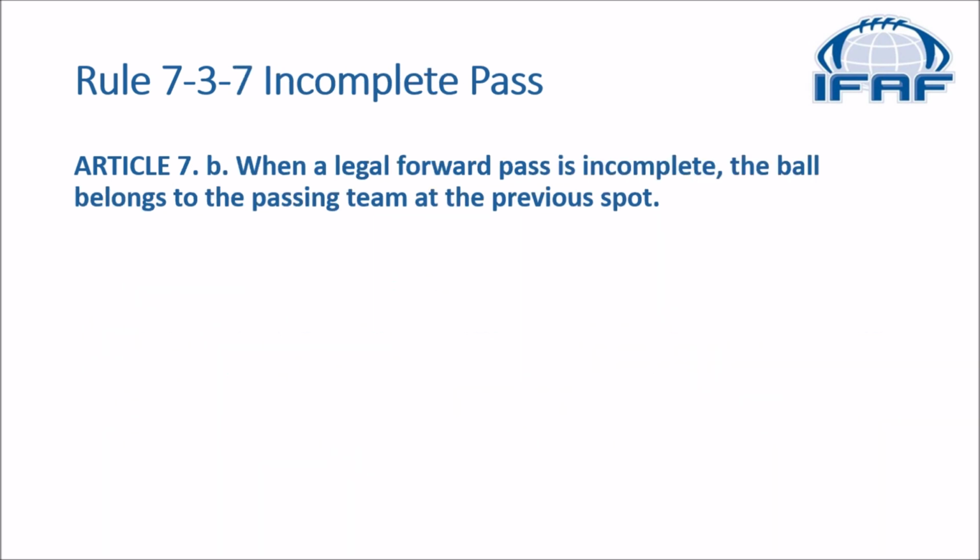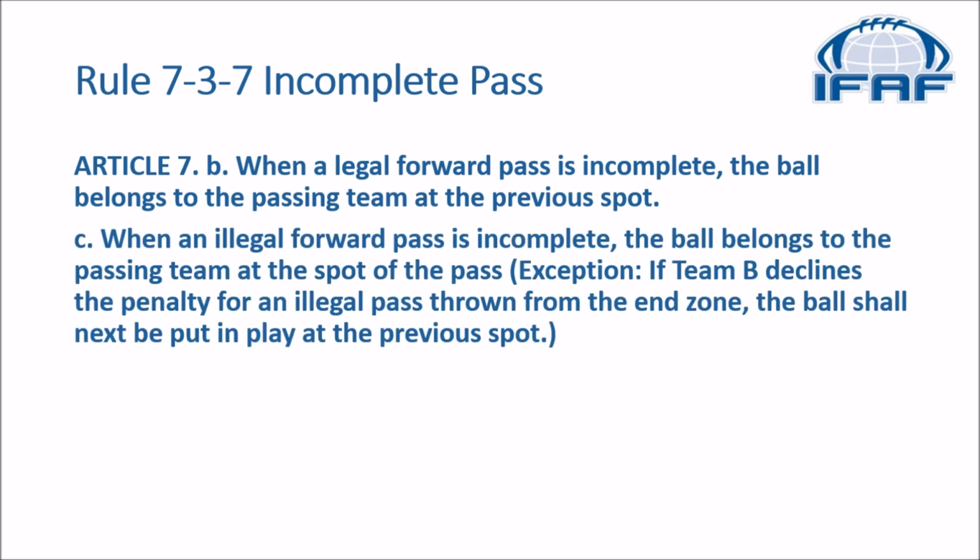In Rule 7-3-7, incomplete pass, it says when a legal forward pass is incomplete, the ball belongs to the passing team at the previous spot. Nothing special there, but then it goes on to say, C, when an illegal forward pass is incomplete, the ball belongs to the passing team at the spot of the pass. The only exception to that is if Team B declines the penalty for an illegal forward pass thrown from the end zone, the ball shall next be put in play at the previous spot. And that was the book.